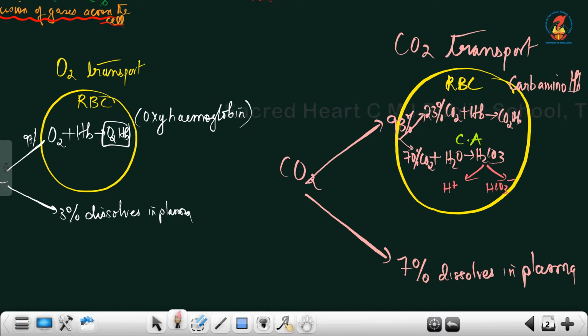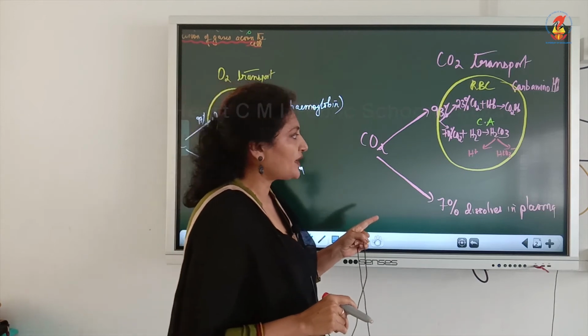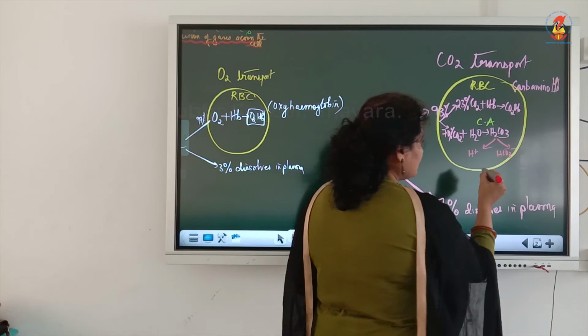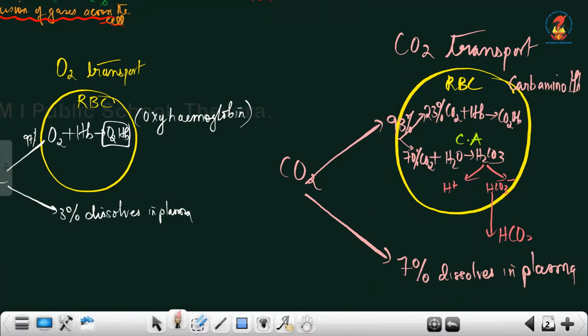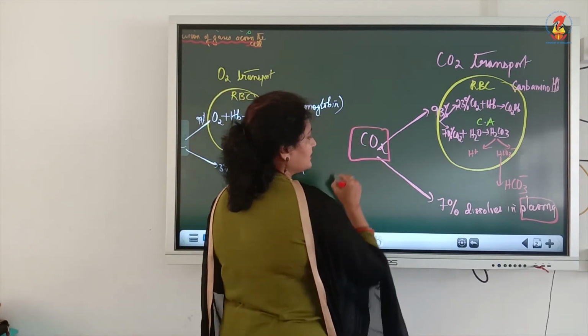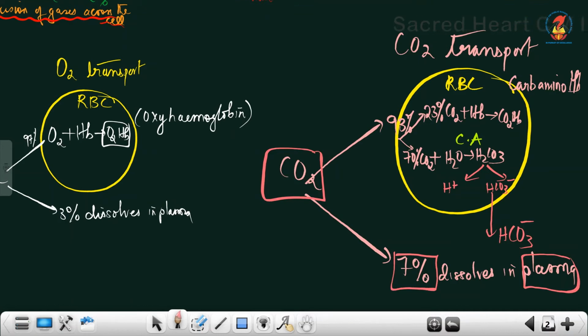See, the reaction does not stop at carbonic acid. It immediately dissociates into the two ions, hydrogen ions and bicarbonate ions. And then bicarbonate ions diffuse out into the plasma. So, it came into the plasma. So, once again, carbon dioxide transport is a little more complex. Carbon dioxide is more soluble in water, therefore 7% of the carbon dioxide dissolves in plasma.